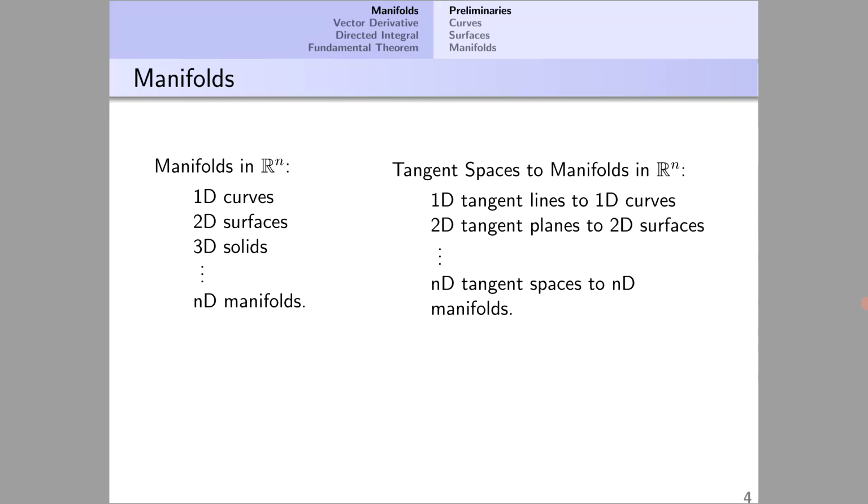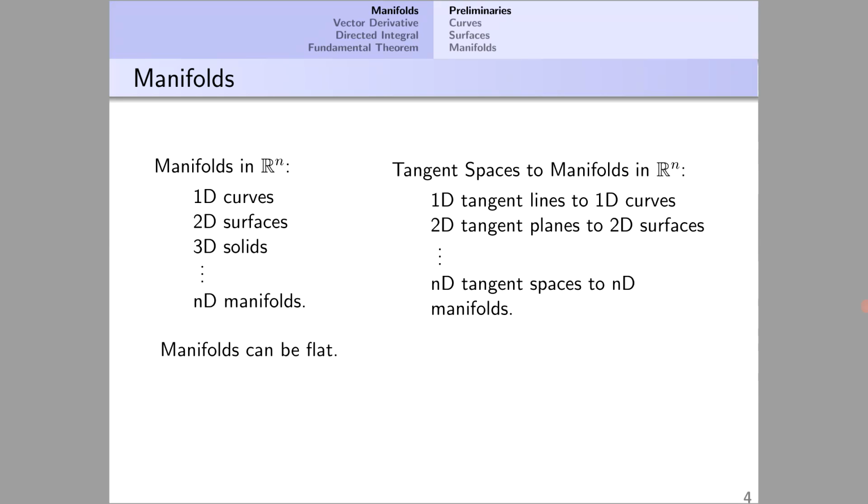We're going to be interested not only in the manifolds, but in tangent spaces to the manifolds. So, for example, one-dimensional curves have one-dimensional tangent lines, two-dimensional surfaces have two-dimensional tangent planes, n-dimensional manifolds have n-dimensional tangent spaces.